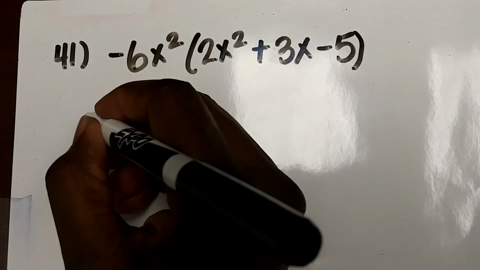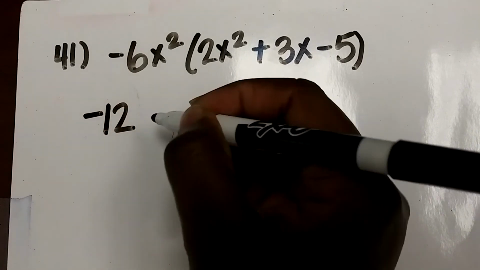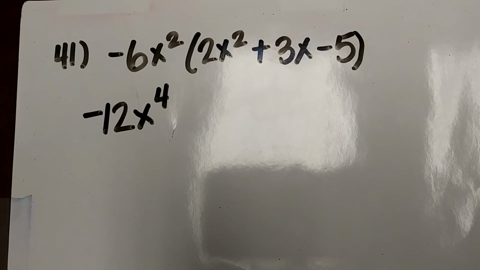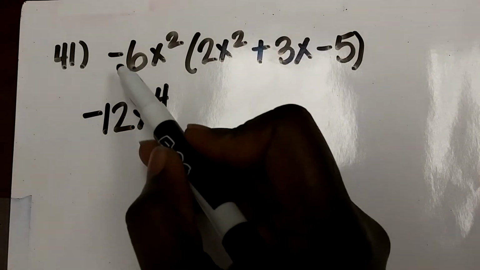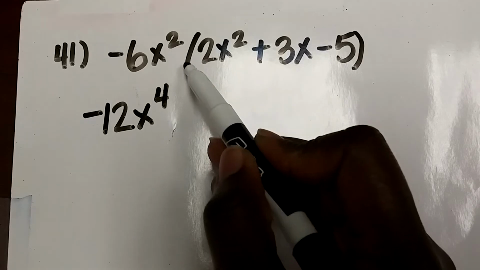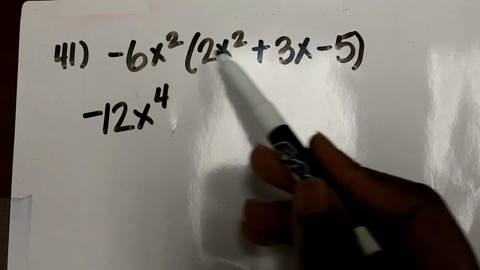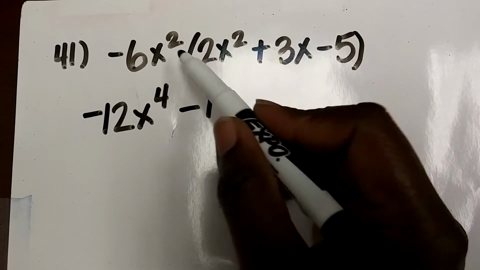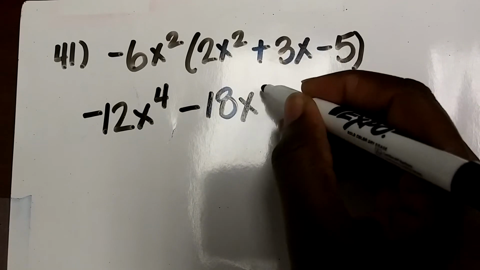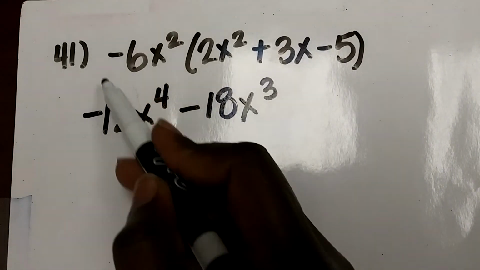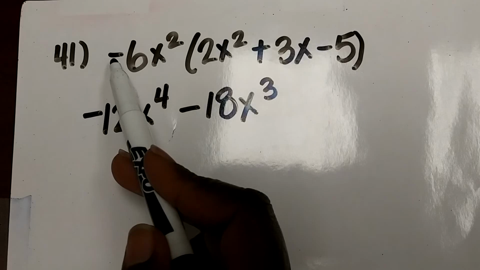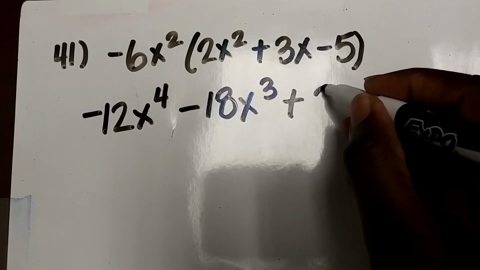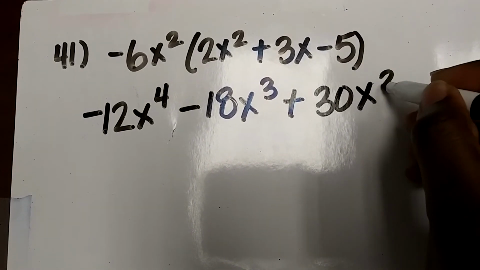Negative 6 times 2, we know is negative 12. Then you have x. 2 plus 2 is 4. So I have negative 12x to the fourth. Negative 6x squared times positive 3x. Negative times a positive, negative. 6 times 3, 18. Count the x's. 2 plus 1, x to the third. Negative 6x squared times negative 5. Negative times a negative is positive. 6 times 5, 30. And then we have x squared left over.